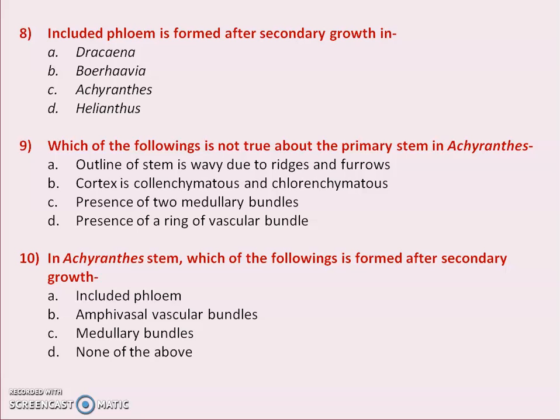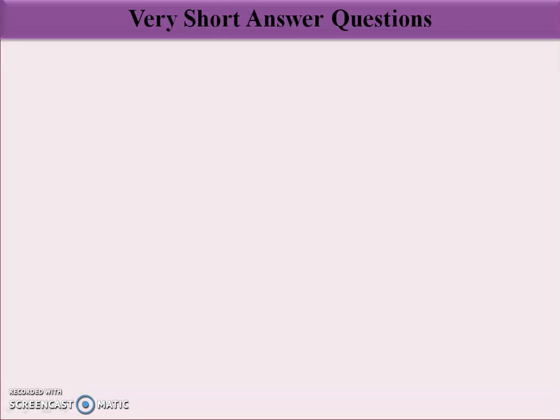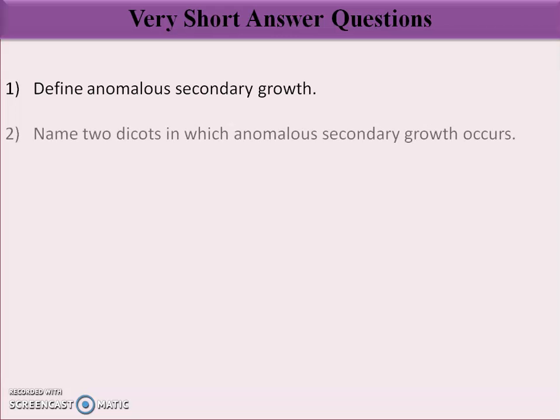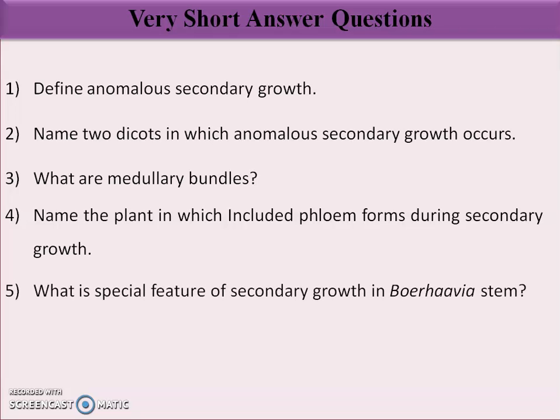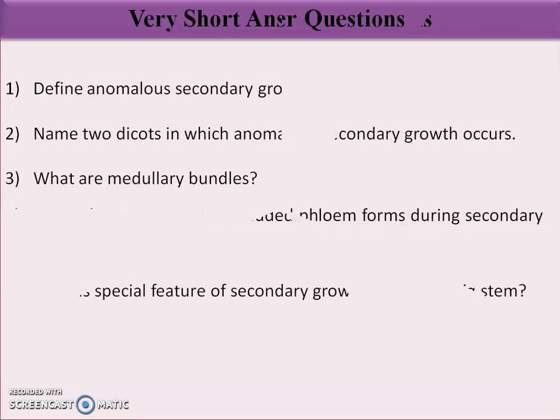These are total 10 questions which are multiple choice questions, and the second part is very short answer questions, and you have to give answer in one word or one sentence. First one is: define anomalous secondary growth. Name the dicots in which anomalous secondary growth occurs. What are medullary bundles? Name the plant in which included phloem forms during secondary growth. What is special feature of secondary growth in Boerhavia stem?